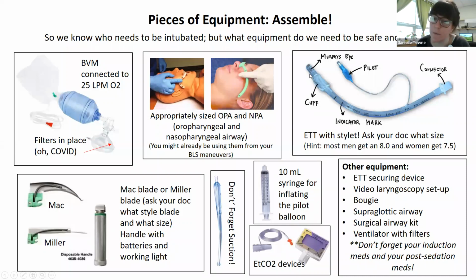Again, respiratory is phenomenal and takes care of this, but it's just kind of nice to know some of these pieces. Okay, there's a couple of different style blades that you can see. What happens is the provider will have a handle that's separate from the blade, and they decide what type of blade they would like to use. There's two different types: a Mac, which is curved, and a Miller, which is straight.